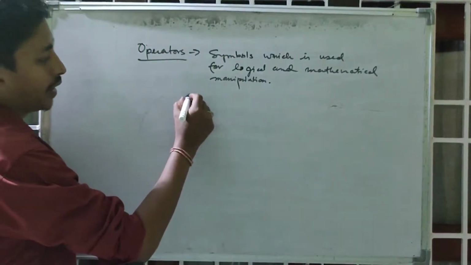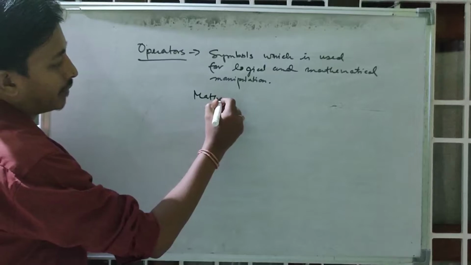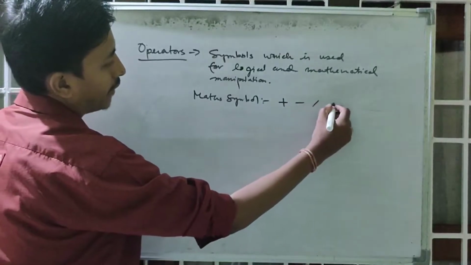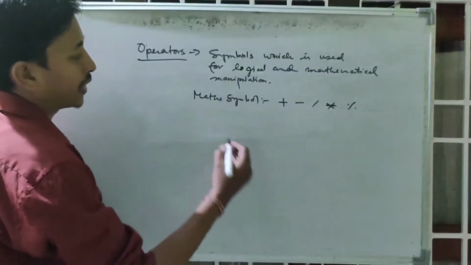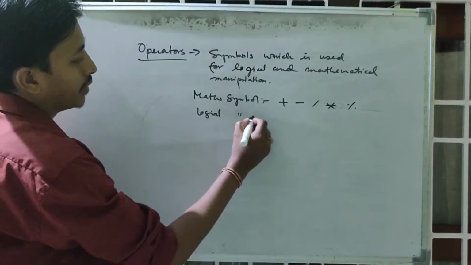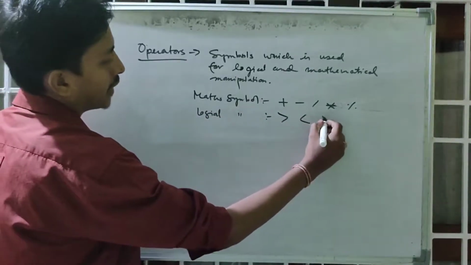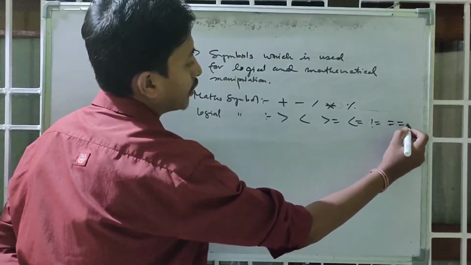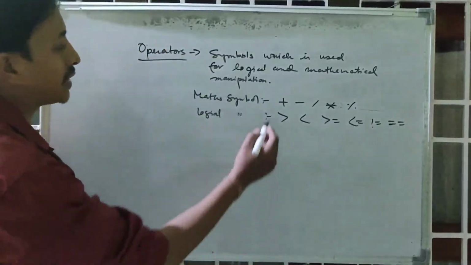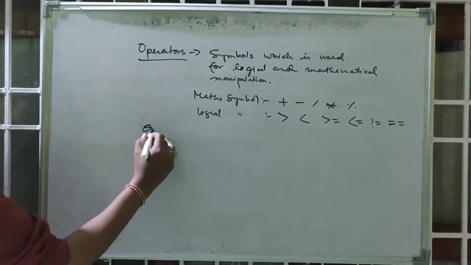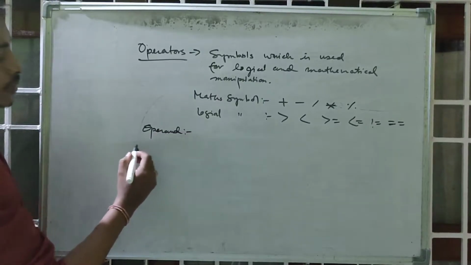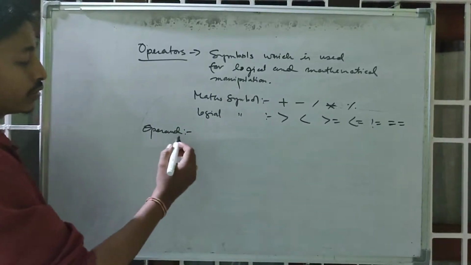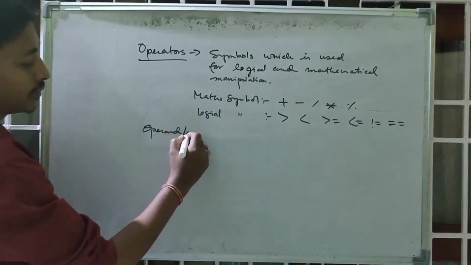So for example, mathematical symbols like plus, minus, divide, into, modulus. Okay, logical symbols like greater than, less than, greater than or equal to, less than or equal to, not equal to, equal to. So these are called logical symbols. With the help of these operators we can work with the operands. Operand means variables.